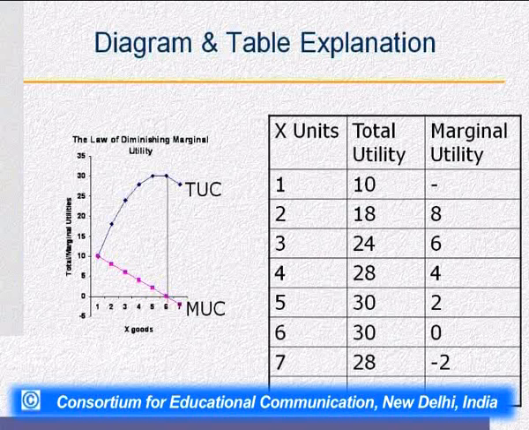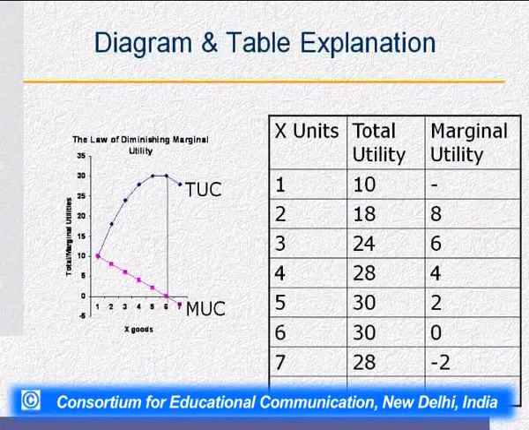And when you continue your consumption, you can see in the figure that MUC is in minus figure, the seventh one is in minus figure, and TUC, after getting the maximum point, is decreasing. So here the slope of the curve is self-explanatory: TUC is increasing with a diminishing rate.